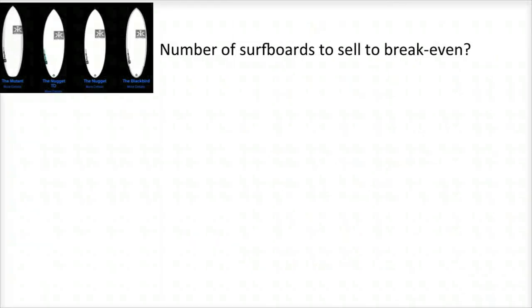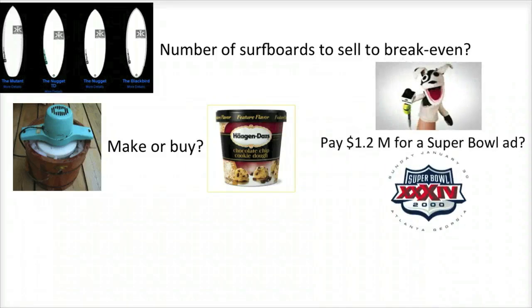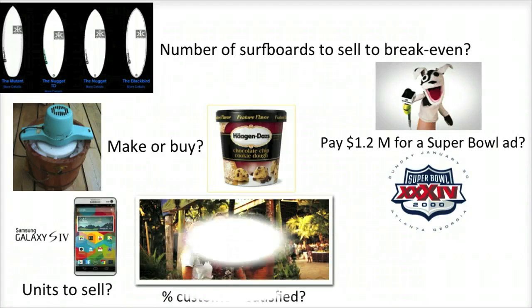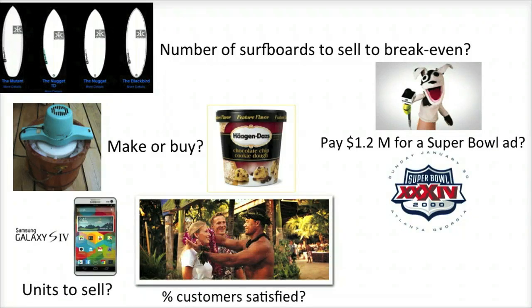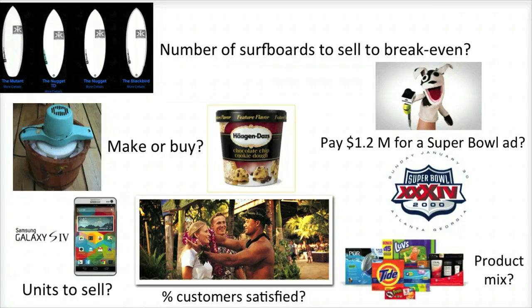Here are some questions that managerial accounting might be called upon to answer. How many surfboards do we need to sell this year to break even? Should we make our own ice cream or should we just purchase it from Haagen-Dazs and then resell it? Should we pay $1.2 million for a Super Bowl ad? What should our new smartphone sales price be? What percentage of the visitors to the Polynesian Cultural Center was extremely satisfied with the Aloha Luau last year? What is our best mix of product sales?